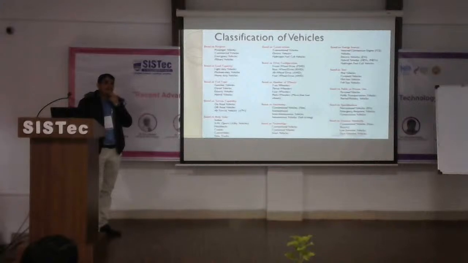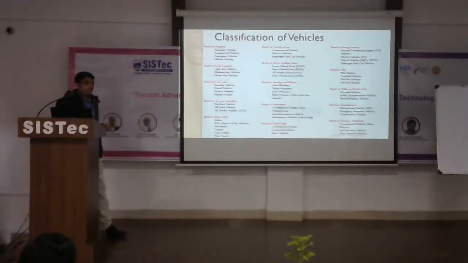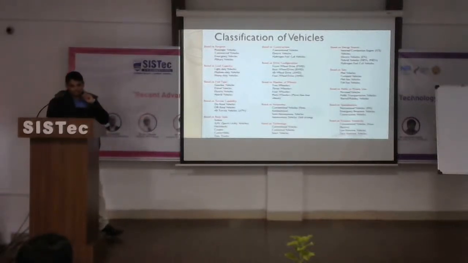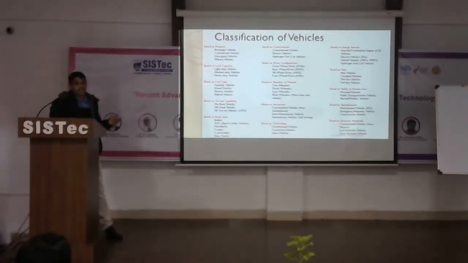So four wheel drive, all wheel drive means we can control in any direction by controlling a four wheel drive. And when you consider a four wheel drive or individual four wheel drive, that complexity will be there, but the efficiency will be increased when using this type of four wheel drive. Based on number of wheels, there are two wheel, three wheel, and four wheel, like auto rickshaw and four wheelers.